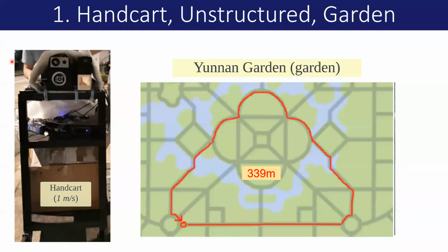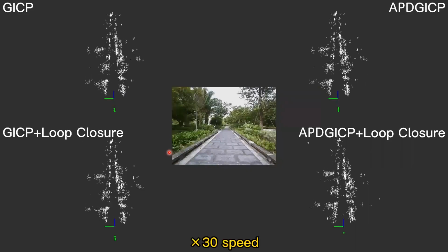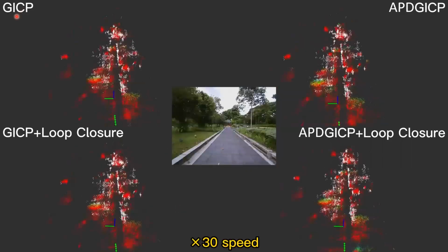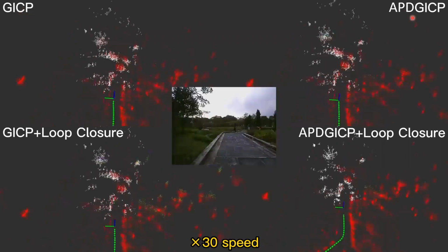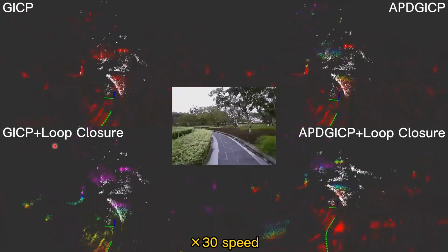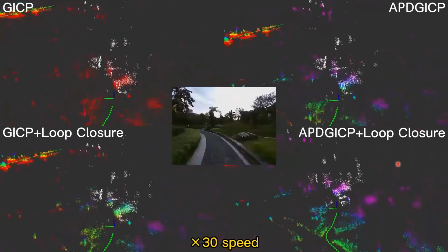Firstly, we use a handcart. It moves about 1 meter per second in the Yunnan Garden. It's a garden environment, so it's an unstructured environment. The total length is about 339 meters. Here shows the result. Here shows the GICP. Here shows our proposed APD GICP. And here shows the GICP plus the loop closure. And here shows the APD GICP plus the loop closure.